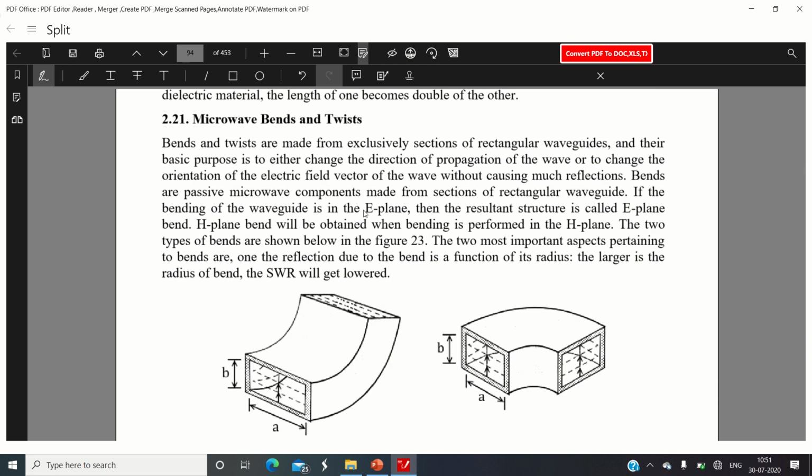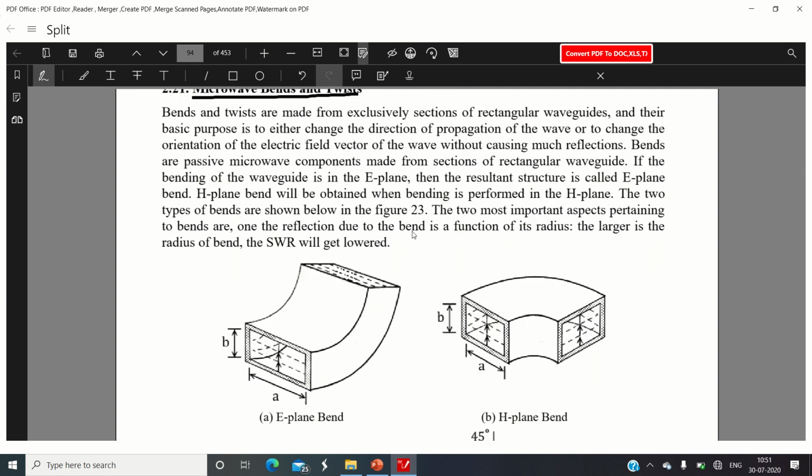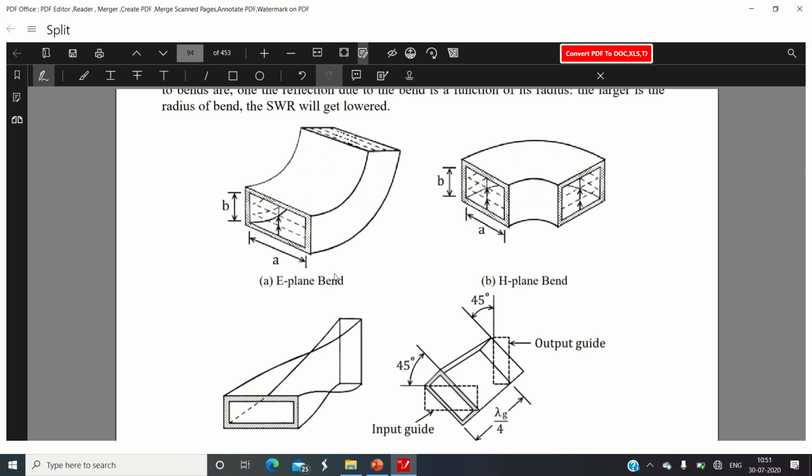Okay, and the next part is microwave bends and twists. The next type of devices that we are going to discuss are microwave bends and microwave twists. The bends and twists are shown in the figure. See here, the first two figures are the microwave bends. Bends are nothing but rotary joints, which facilitate us to rotate the microwave signal from one plane to another plane.